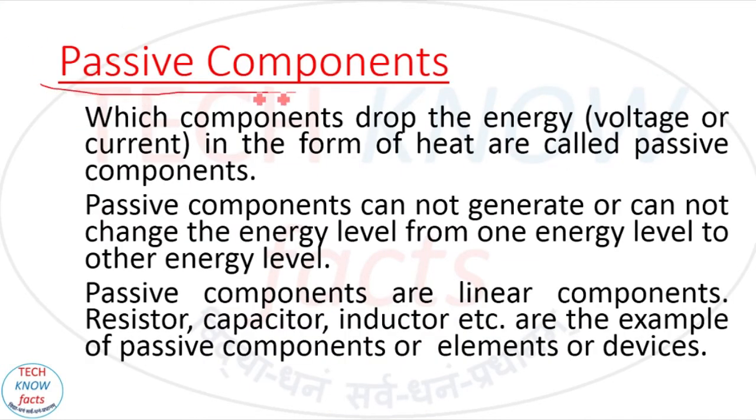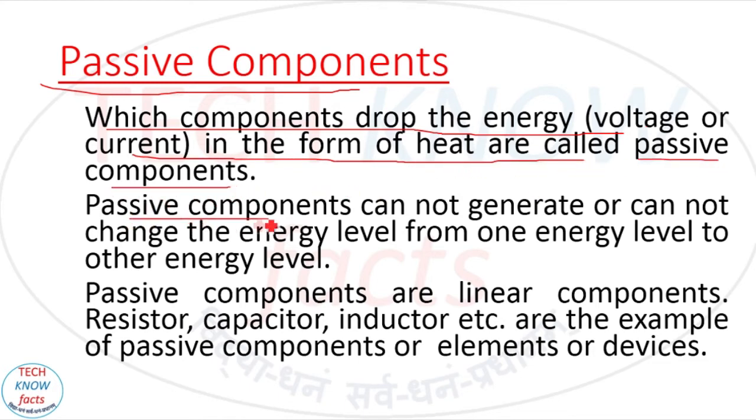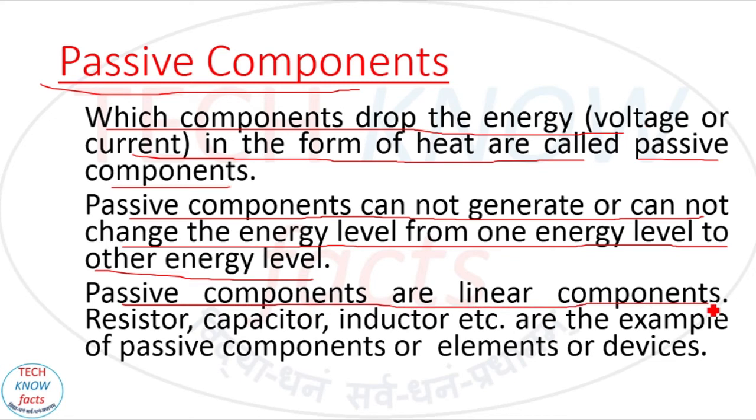Now, what are passive components? Components that drop the energy, that could be voltage or current, in the form of heat are called passive components. Passive components cannot generate energy or change the energy level from one level to another. In other words, passive components cannot amplify the voltage or the current. Passive components are linear components.